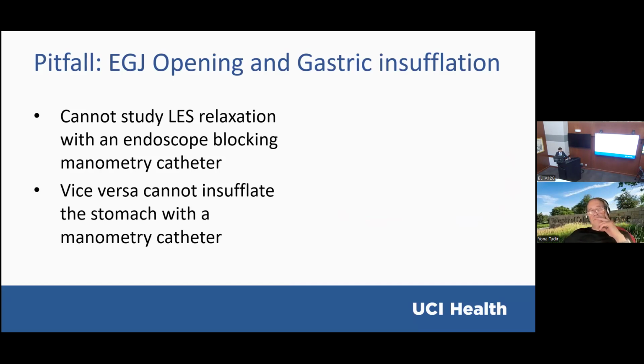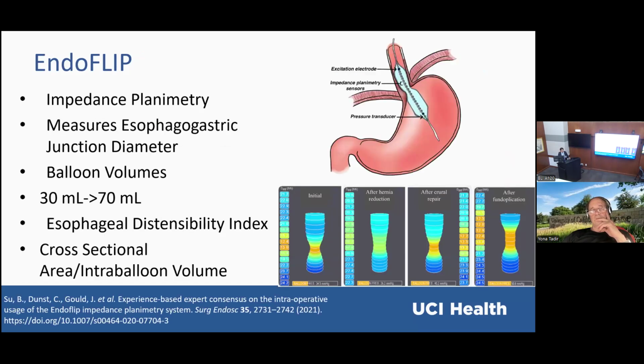If I have an endoscope in there, I can't insufflate the stomach with the manometry catheter in the way because that endoscope is blocking the pressure sensors. So we have a technology called EndoFlip, which is an impedance balloon, a distensible balloon that gives us a 3D morphology of the waist of that esophageal gastric junction. And we fill this balloon with saline, and we can get a sense of the diameter of the lower esophageal sphincter and when it relaxes. But the same problem applies. I can't have an endoscope in the way with this balloon here.